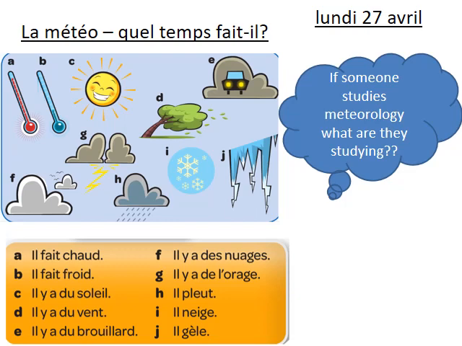Il gèle. J, it's freezing. Has anybody been to Italy on holiday? And if you did, I had a gelato. What's a gelato? Ice cream. Fantastic. In Italian. So, make sure you've got that vocabulary written down, and when you're happy, you can move on to the next slide.